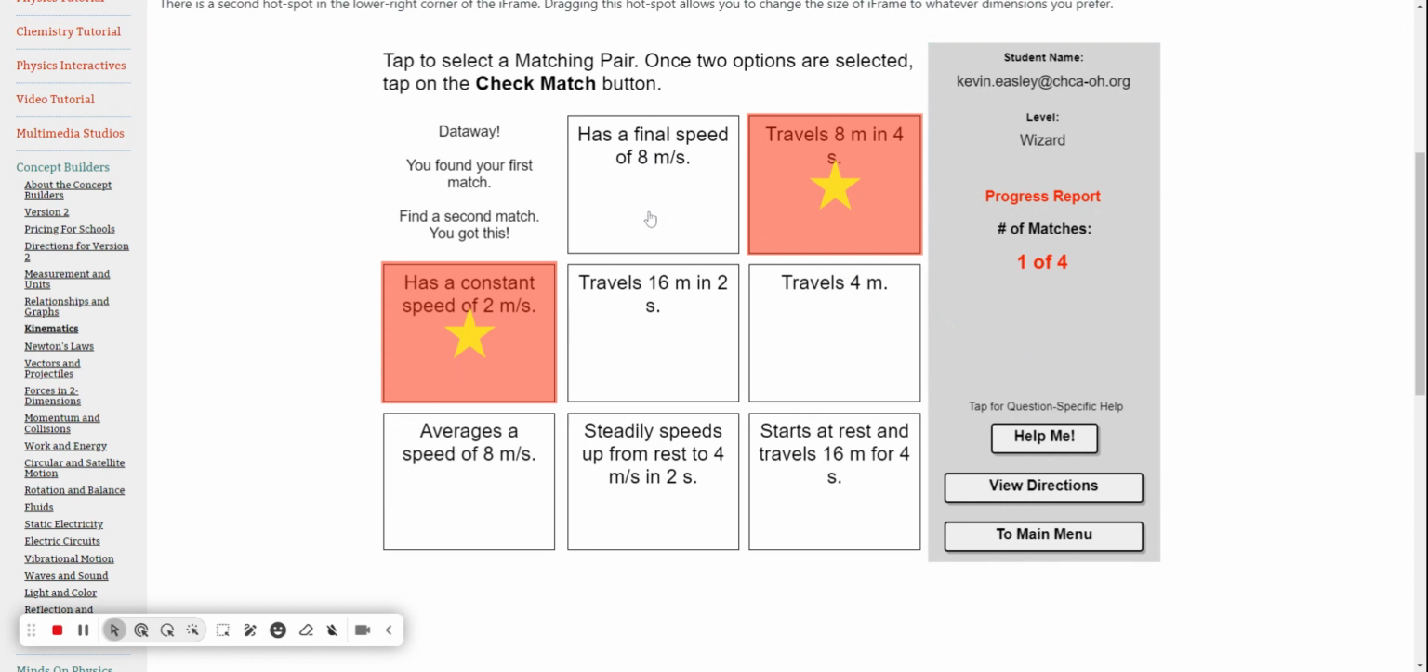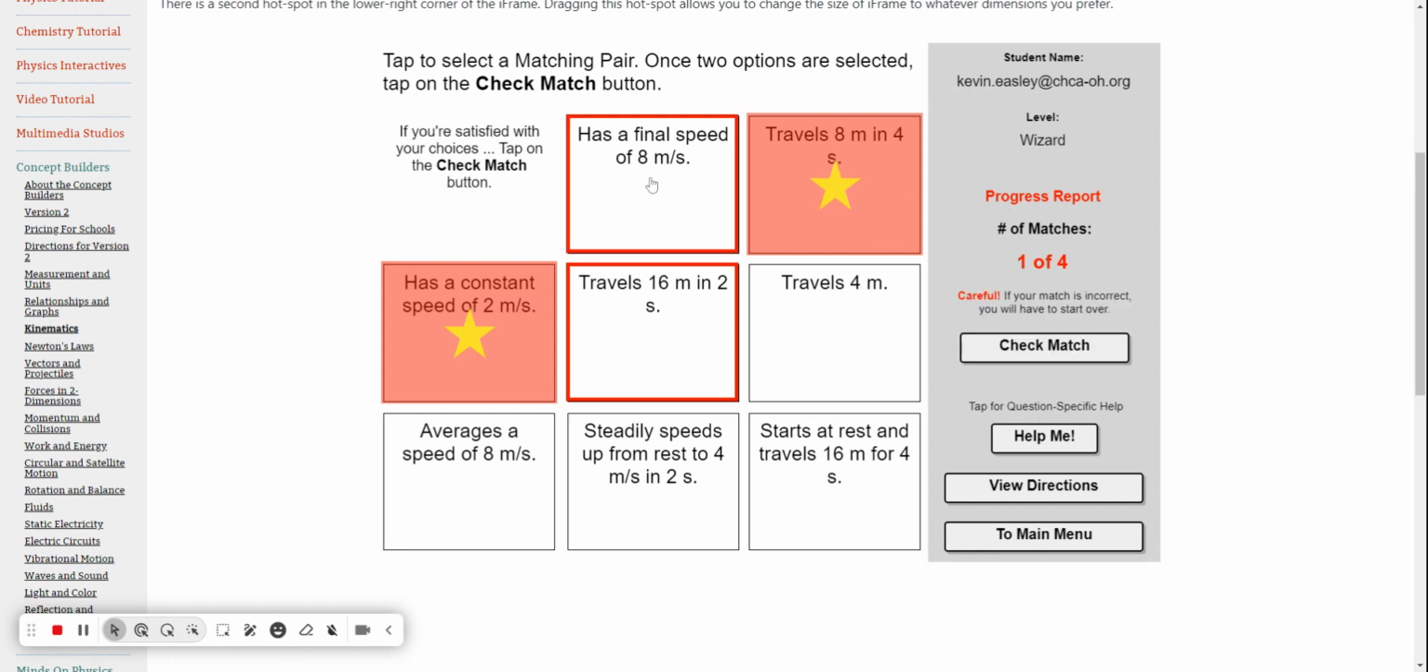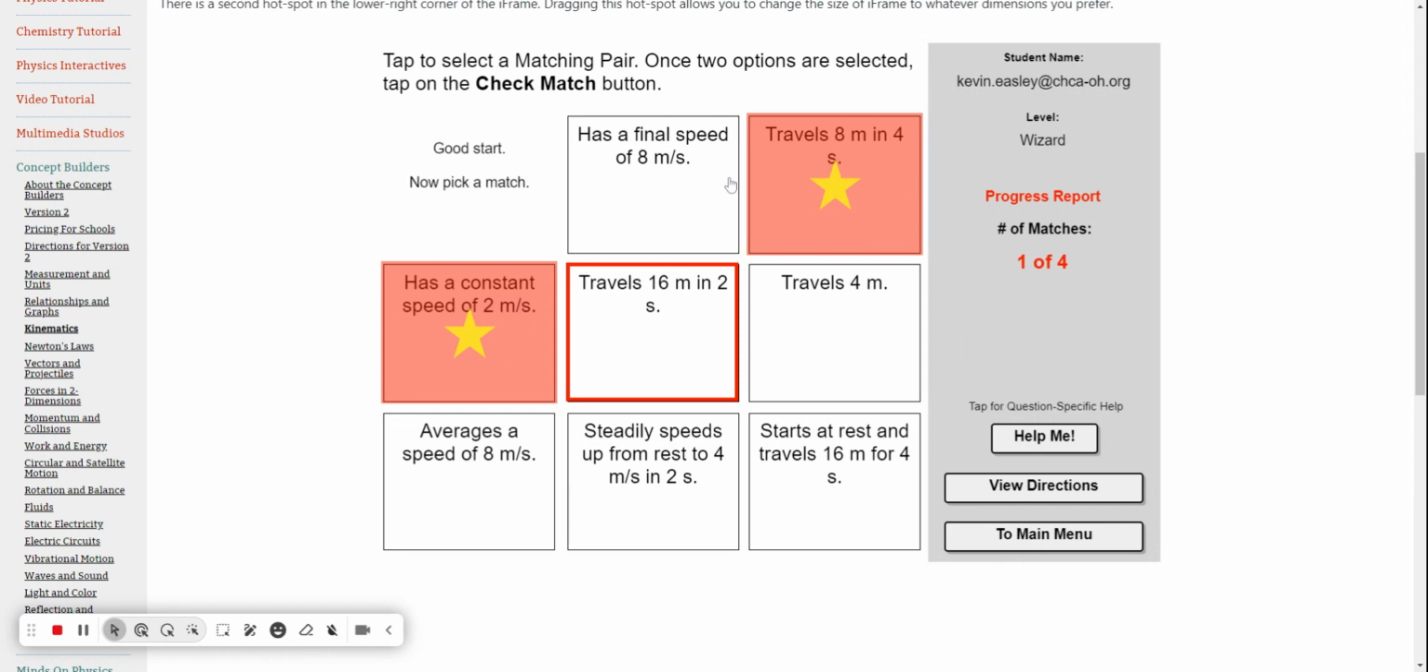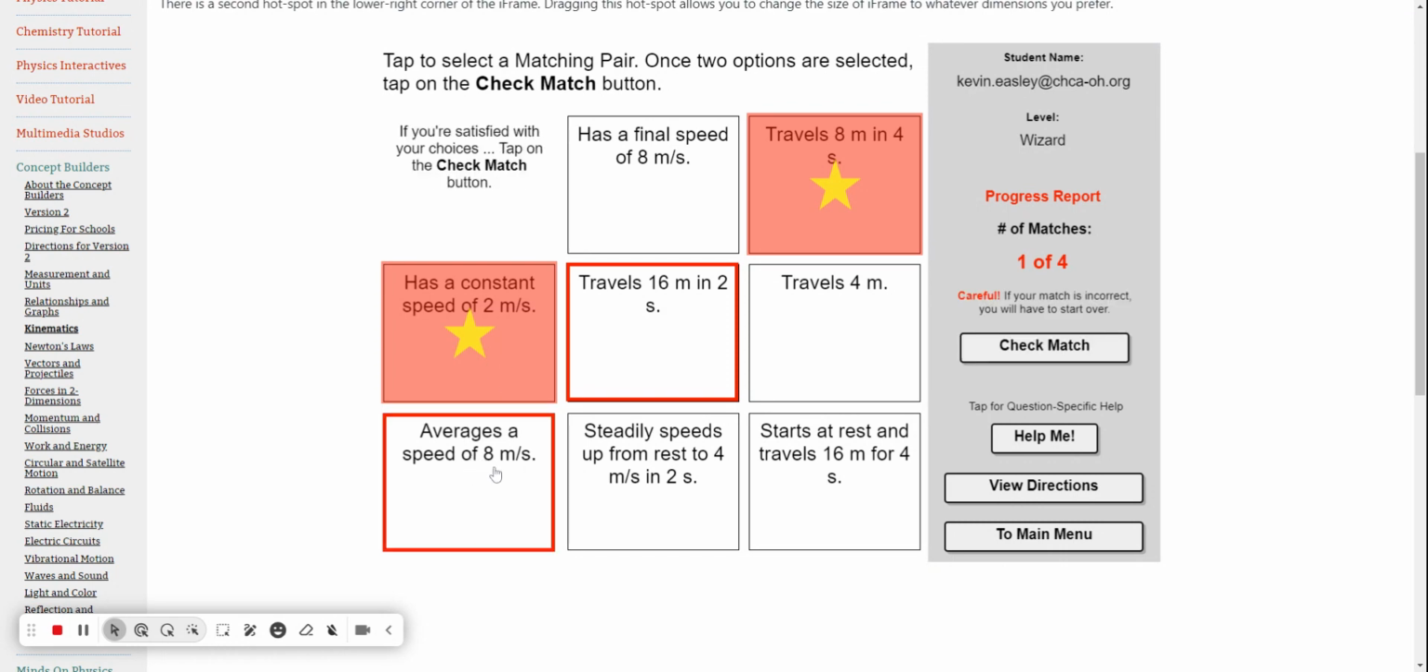This just has 8 meters per second. Here's one that has 2. Travels 16 meters in 2 seconds. So this would be 16 divided by 2. Do we see a speed somewhere of 8? Yes, there we go. Has a final speed of 8 meters per second. Wait though, I almost did that wrong. This has a final speed. This has an average speed. That's what we're looking for there. This one honestly could be true, because if its average is 8, the final speed would be that too. But this is a better answer.